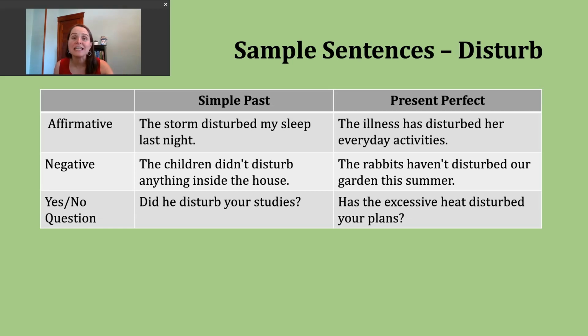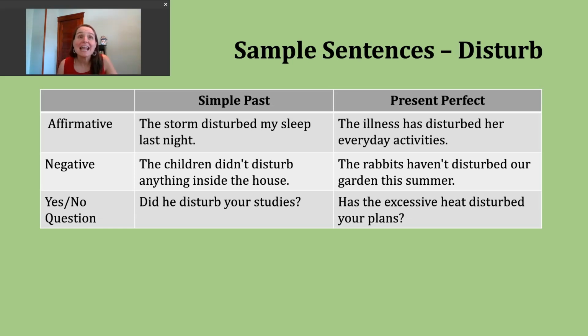But if my subject is he, she, or it, I'll use has and then the participle. You can see this in my example. The illness has disturbed her everyday activities. So here we might think of, again, kind of interrupting or interfering with things this person might have been able to do each day.